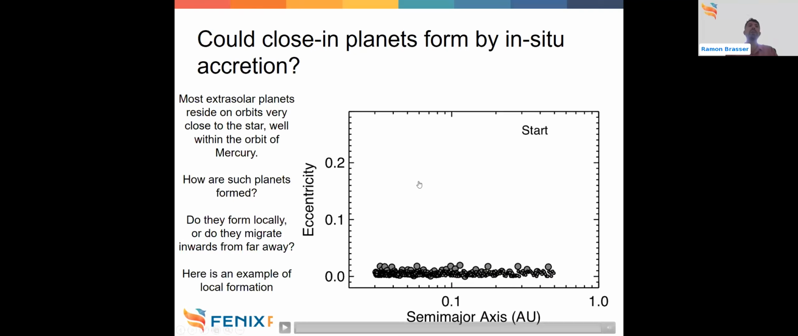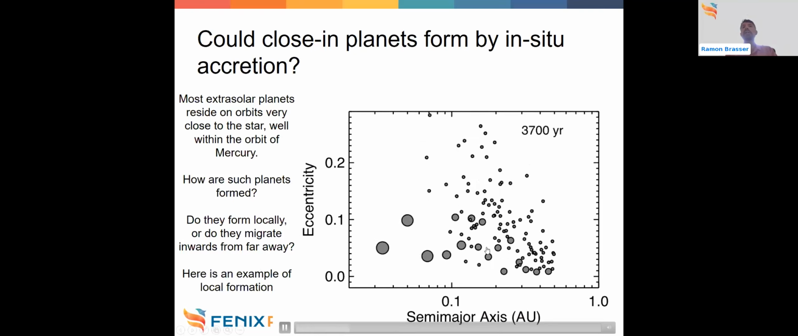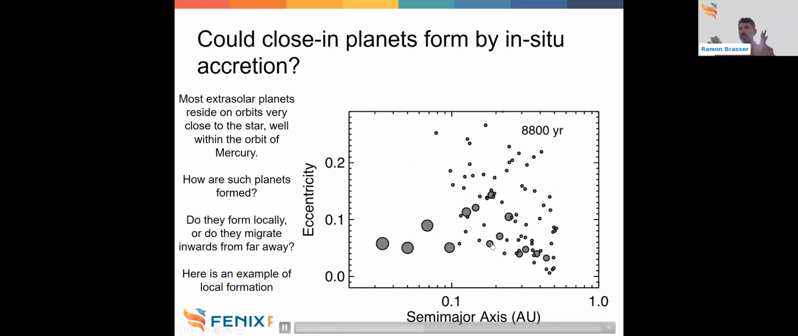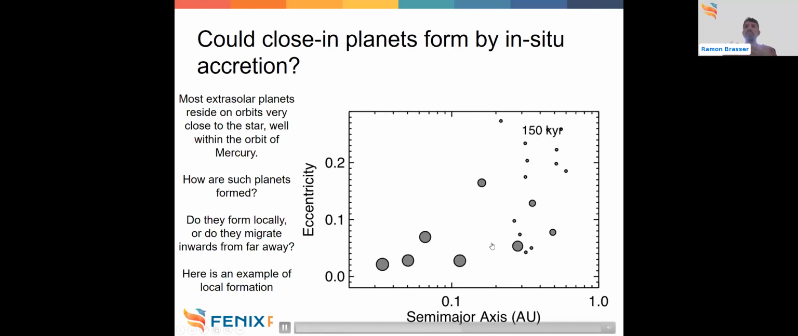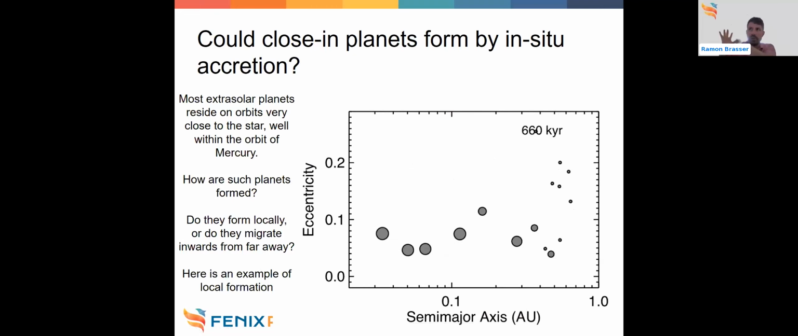So I'm going to play this for you. And this is an example of local formation. So I start with some large bodies, which are the large circles, and a lot of small bodies as well. And we watch what happens. You can see that very, very quickly, these bodies collide. We assume perfect accretion, which is not always correct. But implementing non-perfect accretion is computationally difficult and expensive. So we prefer to kick the can down the road and do it later.